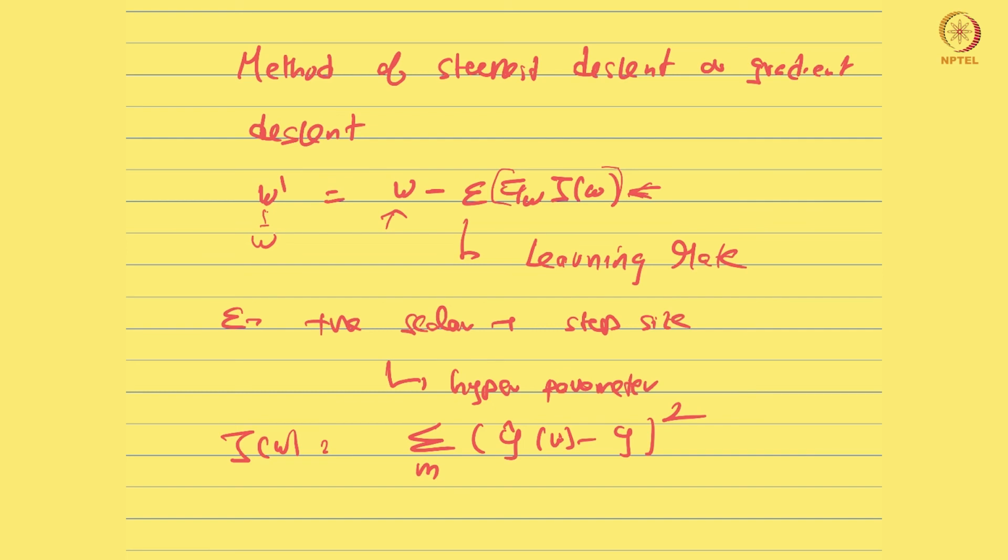So we will look at a variation of this called stochastic gradient descent, and mini batch gradient descent. Sometimes this method is also referred to as batch gradient descent. So we will be looking at mini batch gradient descent and stochastic gradient descent.